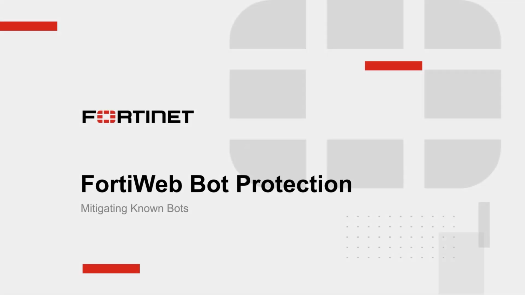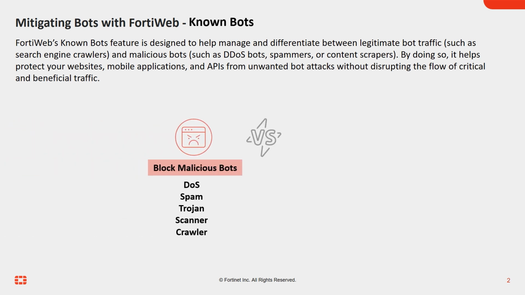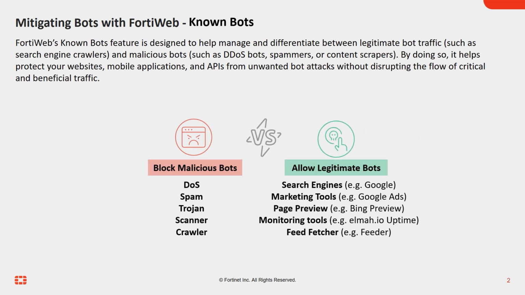Hello, and welcome to this FortiWeb video on known bots. In this video, we'll focus on FortiWeb's known bots feature. It helps distinguish between different types of automated traffic. It identifies malicious bots, such as DDoS bots, spammers, and content scrapers. It also recognizes legitimate bots, like search engine crawlers. By filtering harmful bots while allowing beneficial ones, FortiWeb protects websites, mobile applications, and APIs without disrupting essential traffic.